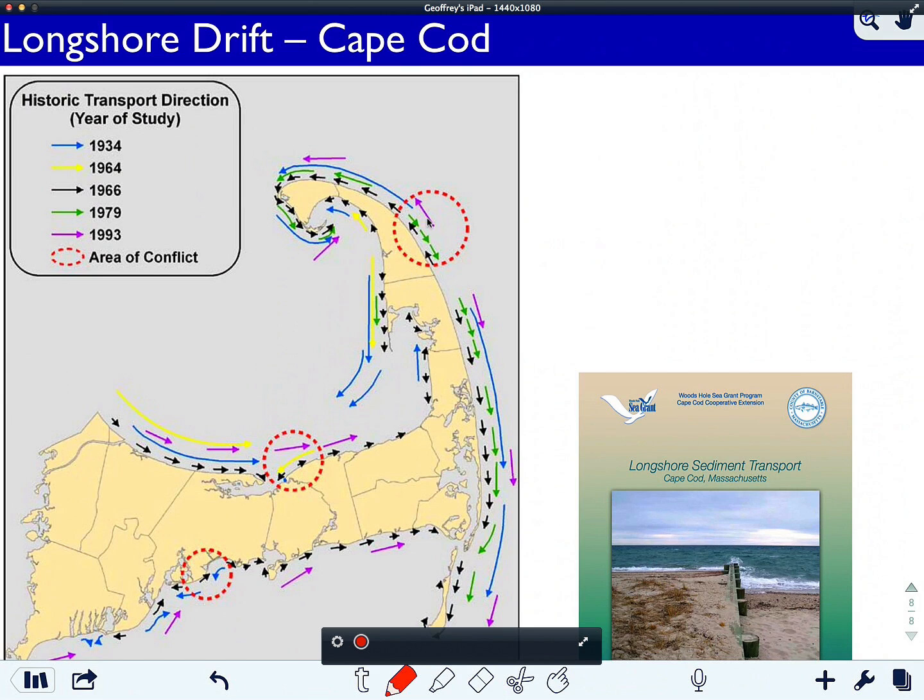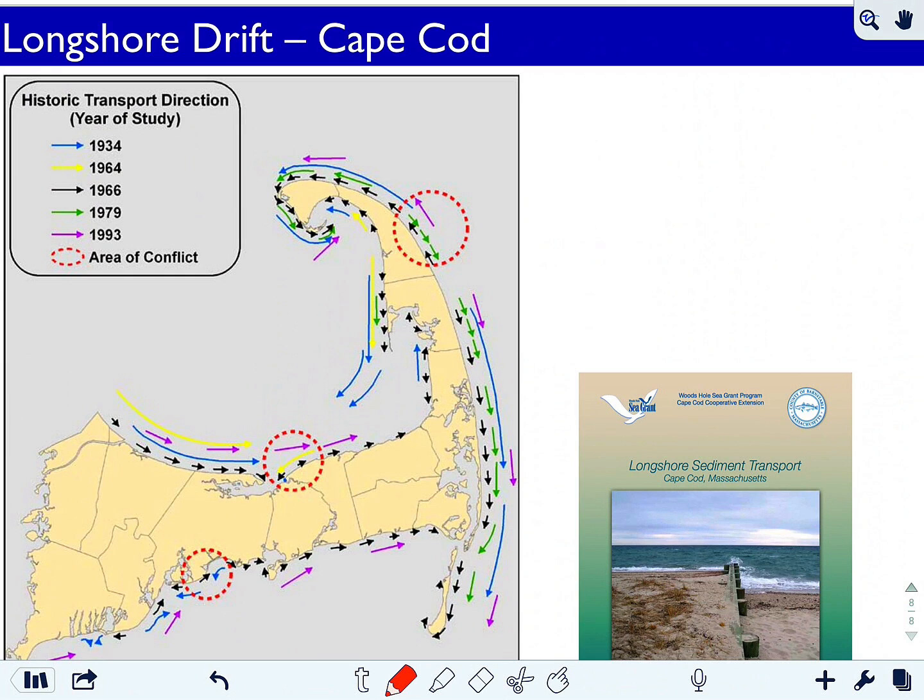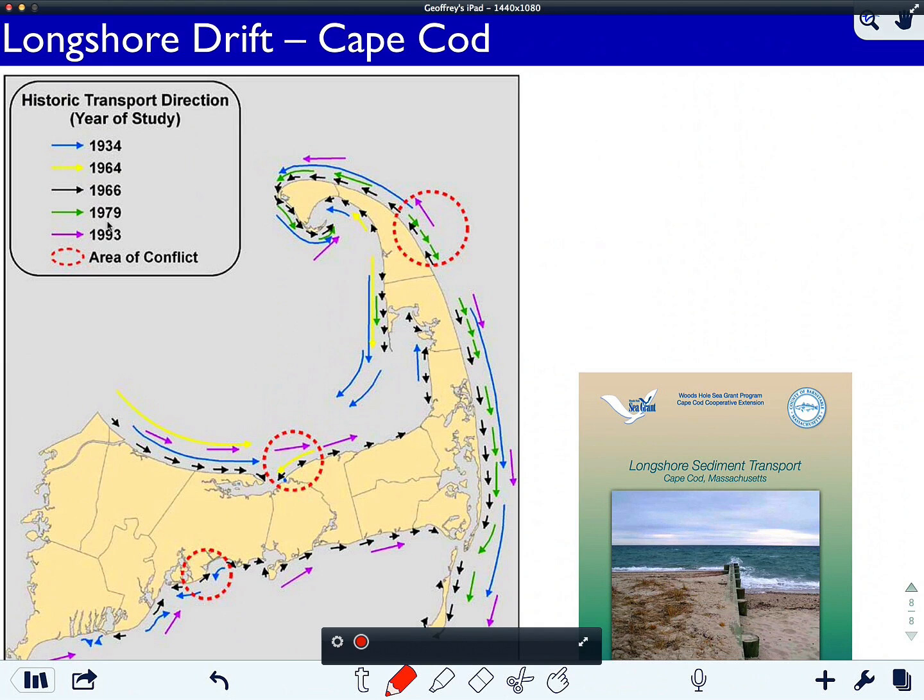Okay, so back to longshore drift. There's a great little report on longshore sediment transport done by Woods Hole Sea Grant and the Cape Cod Cooperative Extension. And basically what they did, I believe, is they took an aerial photograph. They looked at all the groins and structures on the Cape, and from them they were able to deduce which way the longshore drift was going. There's a bunch of different studies, 34, 64, all the way to 93, and you can see these patterns. So pick, for example, 79, or 66, which is pretty comprehensive.